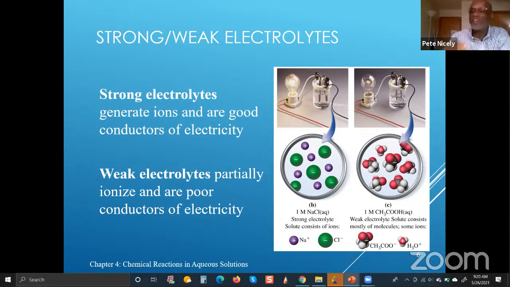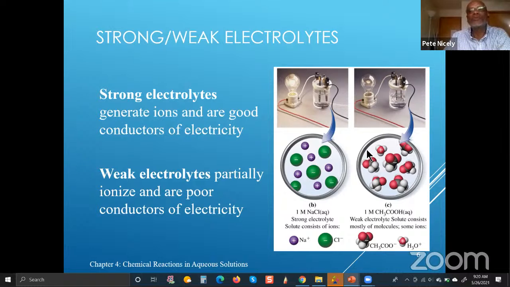On the other hand, on the right, we have a solution here of 1 molar acetic acid. And as we're going to see later on, acetic acid itself is a very weak electrolyte. So therefore, what that means is that it does not produce as many ions as in the case of the 1 molar sodium chloride. And as a result, it conducts electricity very weakly. And that is indicated by the lamp here, which is lit up, but not as brightly as in the case of the sodium chloride.